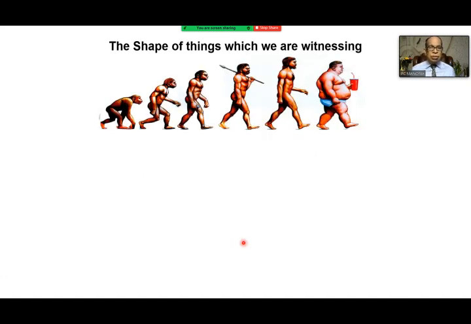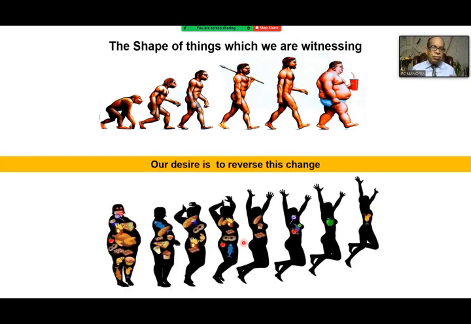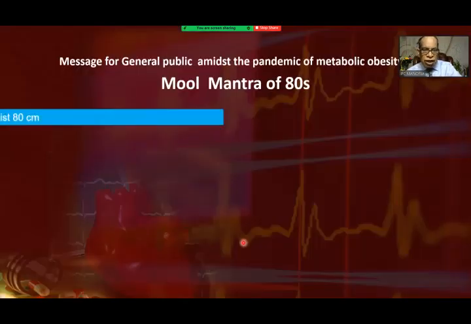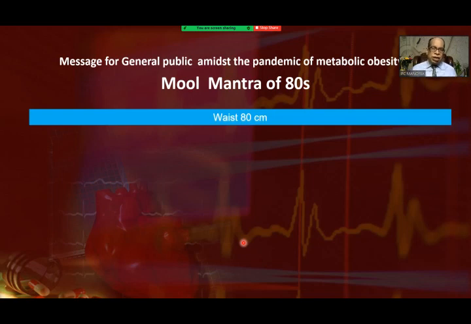So the shape of things we are witnessing is shown in the upper part of the slide, and our desire is to reverse the change, as you can see in the lower half of the slide. The message for the lay people amidst the pandemic of metabolic obesity is that you can follow this simple mnemonic of 80s if you want to live for 80 years.